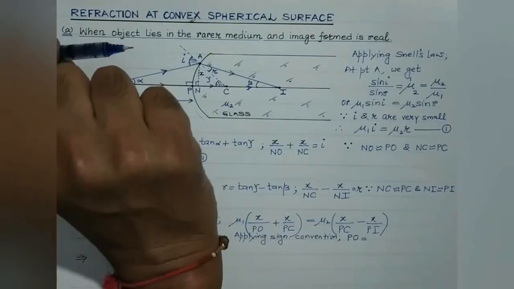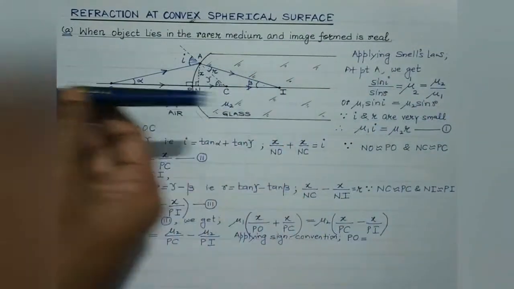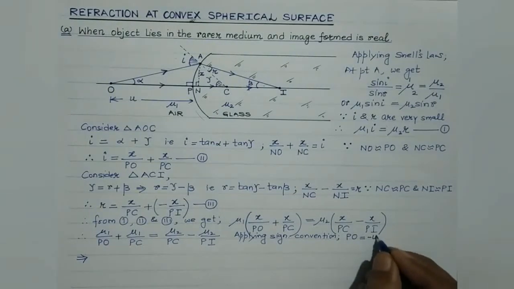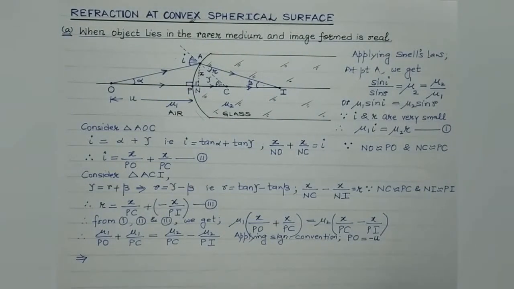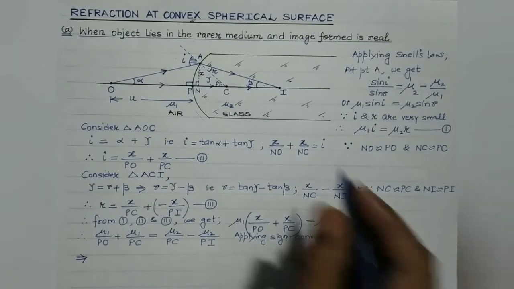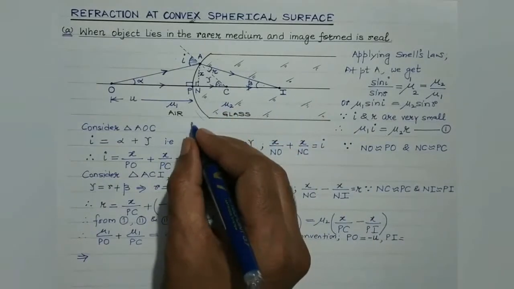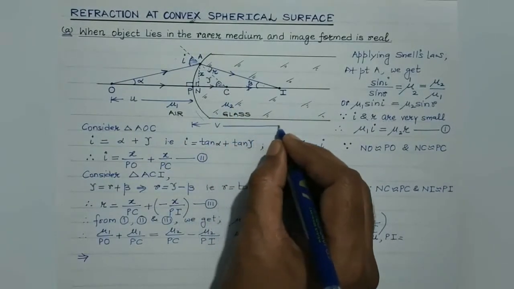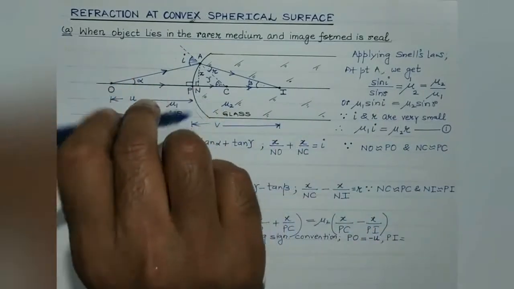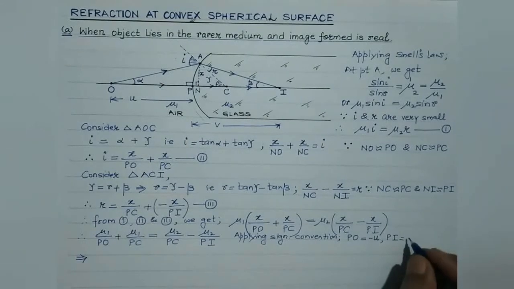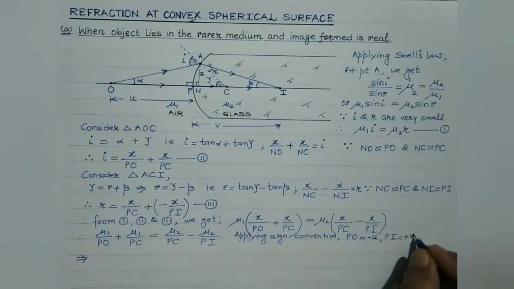Now incident ray is traveling in this direction. PO is measured in the opposite direction. So as per sign convention, it should be assigned negative sign. U is the notation which we will be making use of to represent object distance. Pi, this is the image distance. Image distance will be denoted by small letter v. Now Pi is measured along the same direction as that of the incident ray. So it is to be taken as positive.